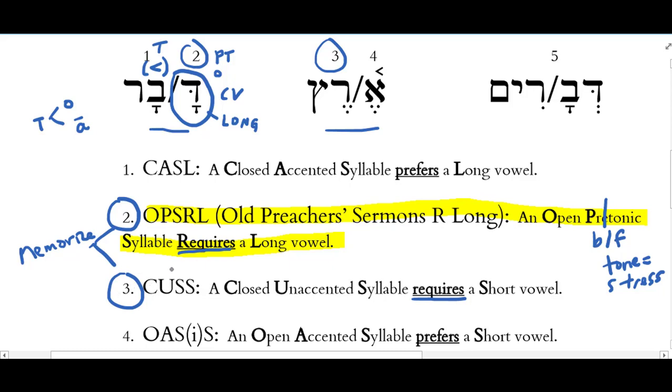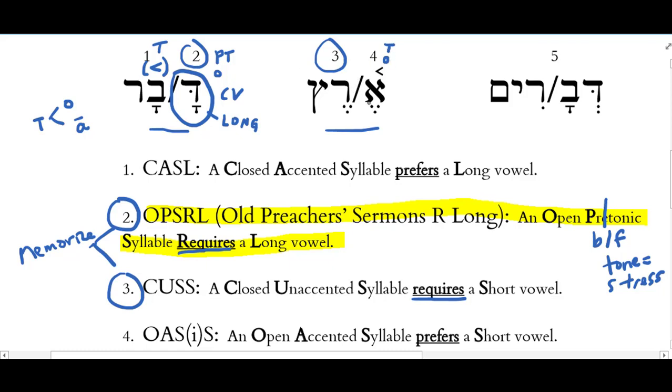Rule number 3 has the acronym CUS. A closed, unaccented syllable requires a short vowel. Let's look at our example here. The CUS rule is going to apply to this syllable labeled with the number 3 here. Again, number 3 is related to rule number 3. Notice that I have ritz. The is open, and notice the accent mark is on the so it is the tonic syllable. That's where the tone or the stress is.